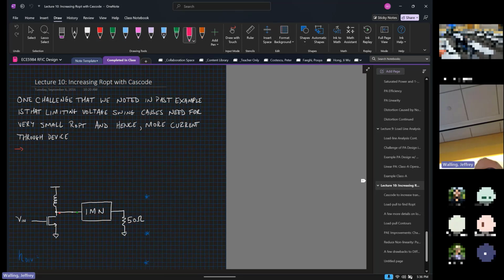So the first thing that we noted in terms of efficiency was that limiting the voltage swing caused us to have to use a very small R-opt and hence more current through the device. And increasing the current through the device requires a lower transistor impedance.